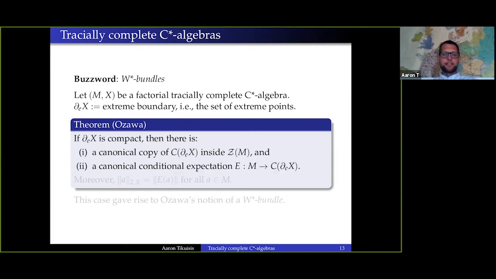And along with that, there's a canonical conditional expectation going from M to this copy of continuous functions on the boundary. And on top of that, this conditional expectation recovers our special norm, our 2,X norm. So the norm of A with respect to 2,X is just you take the conditional expectation to this central continuous functions on the boundary, and you just take the sup norm of the result there. Okay, so this theorem, as I've put it as a theorem, I mean, really, Ozawa's notion of a W-star bundle is something with kind of these properties.